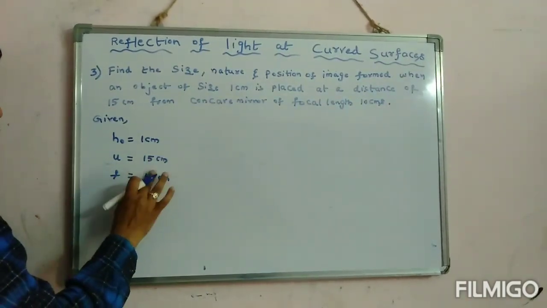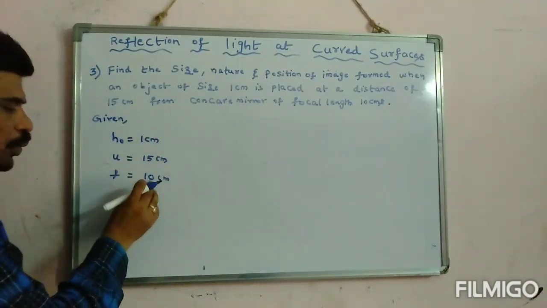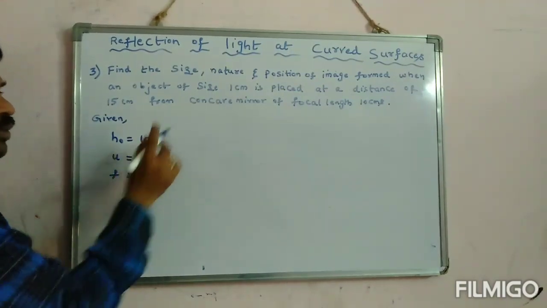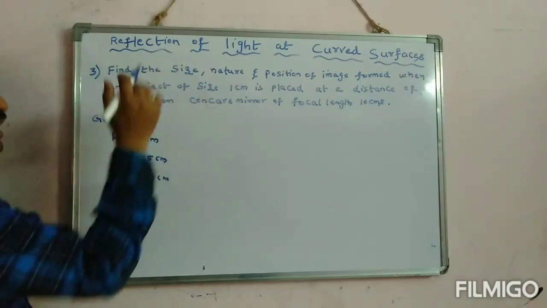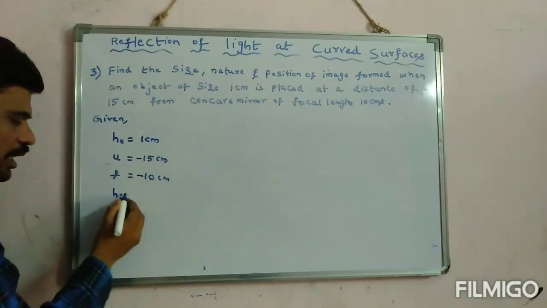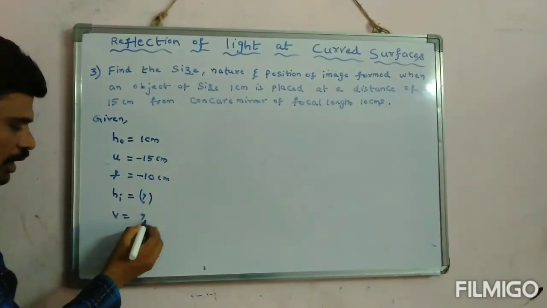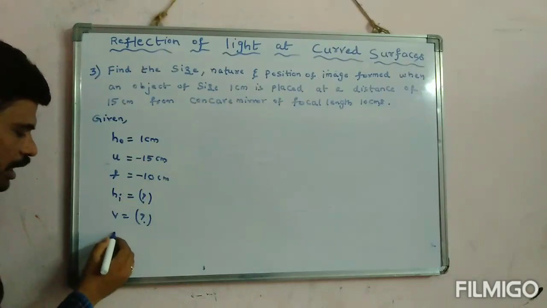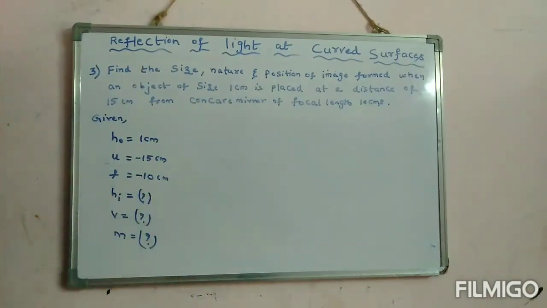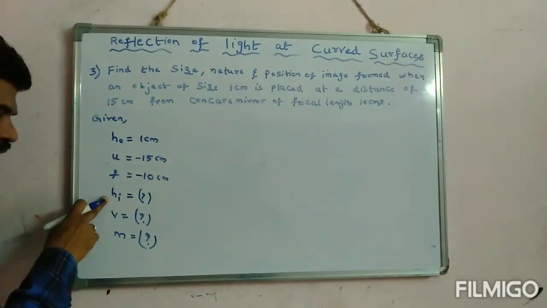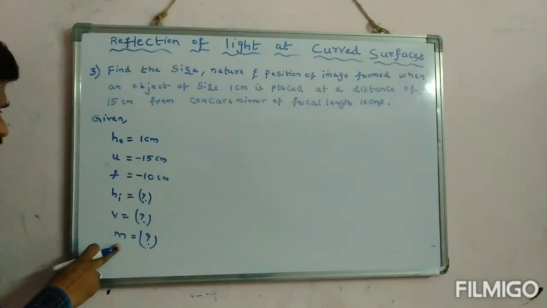Now this problem is regarding a concave mirror. So u is always negative. For a concave mirror, focal length is negative. Now I want to find the size. Size means the height of the image I want to find. Position is nothing but v I want to find. To find the nature, I want to find the M value. So in this problem we have to find three things: the height of the image, the position of the image, and the magnification.